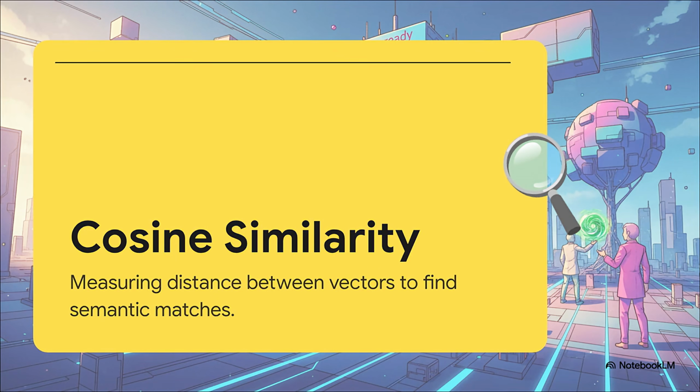So how does that matching actually work? It's all about cosine similarity. This is a mathematical distance calculation, and it's how a vector database instantly knows that the words puppy and dog are closely related, even though they don't share any of the same letters. This specific math forms the absolute bedrock of semantic search.